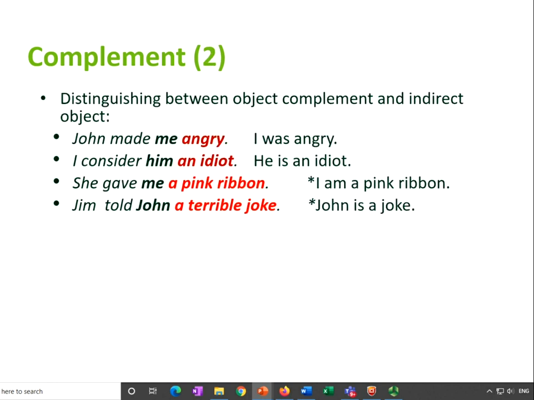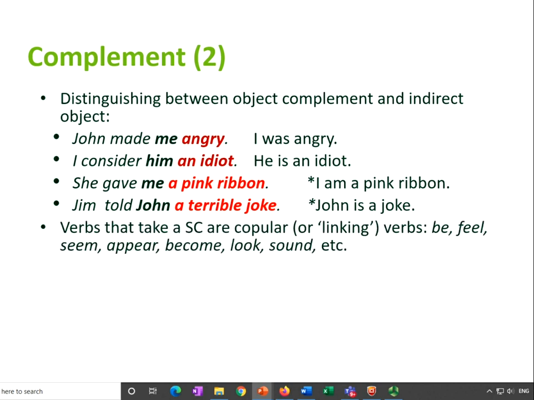So sometimes it's quite difficult to distinguish between object complements and indirect objects. So John made me angry. Complement, I was angry. I consider him an idiot. He's an idiot. But these ones, she gave me a pink ribbon. That doesn't mean I am a pink ribbon. And Jim told John a terrible joke doesn't mean John is a joke.